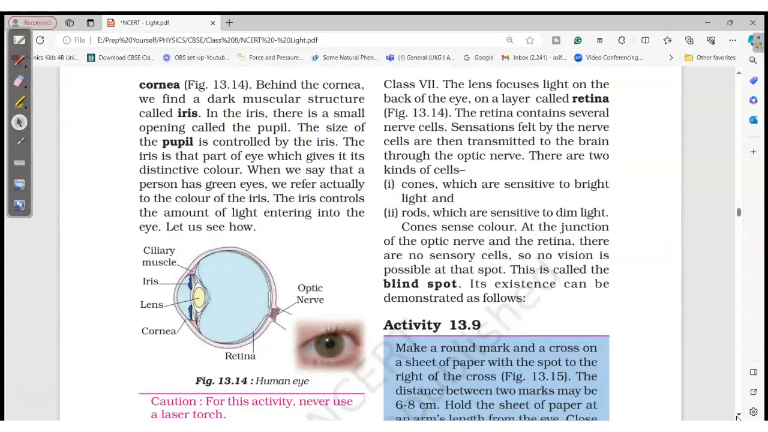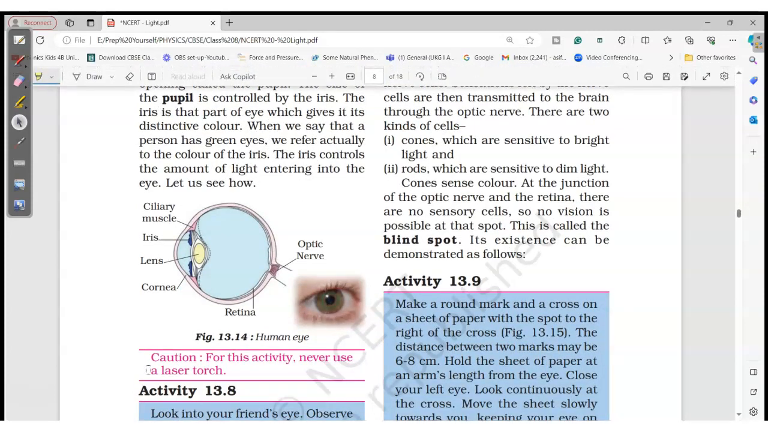So you can see over here, this is a ray diagram. This is a figure, a diagrammatic representation of the human eye. So in this diagrammatic representation, what are the things you can observe? You see there is a ciliary muscle. This one is a ciliary muscle. Then we have the iris.